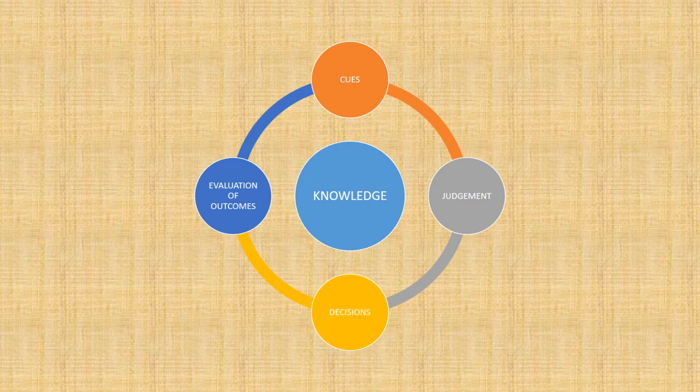We can use the situated decision-making framework to support our practice. This framework involves knowledge, judgment, decisions, evaluation of outcomes, and cues. Knowledge refers to knowing yourself and your strengths. How much information do you have on this problem? Have you experienced this problem before? What are your limitations?